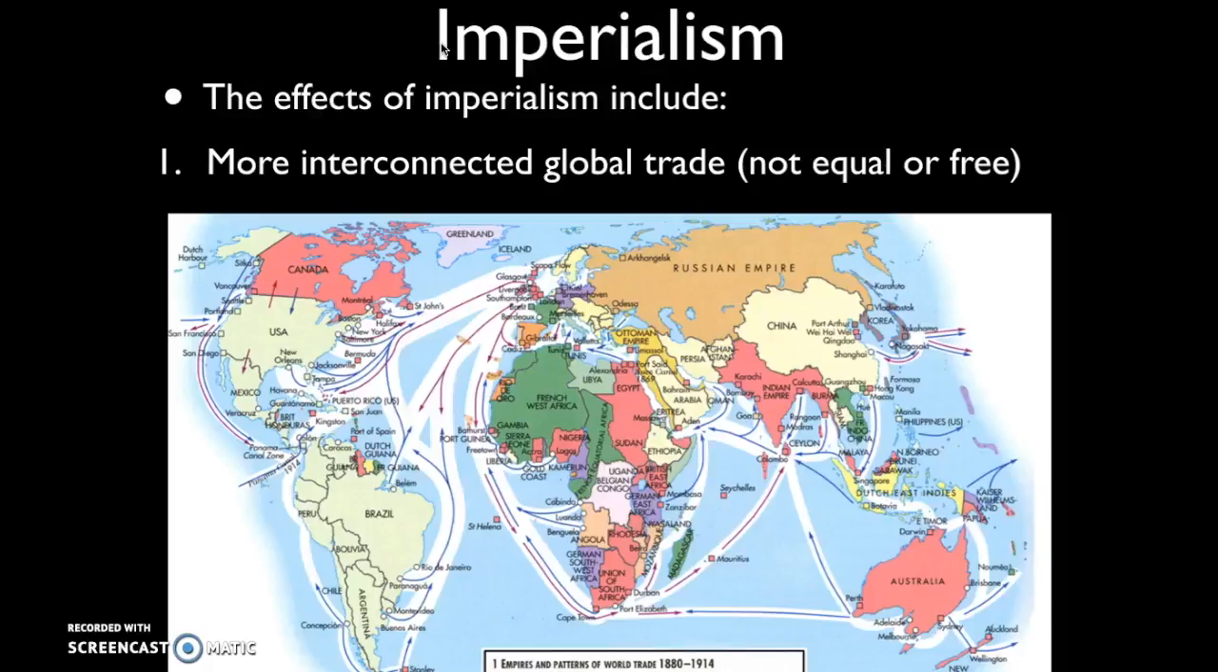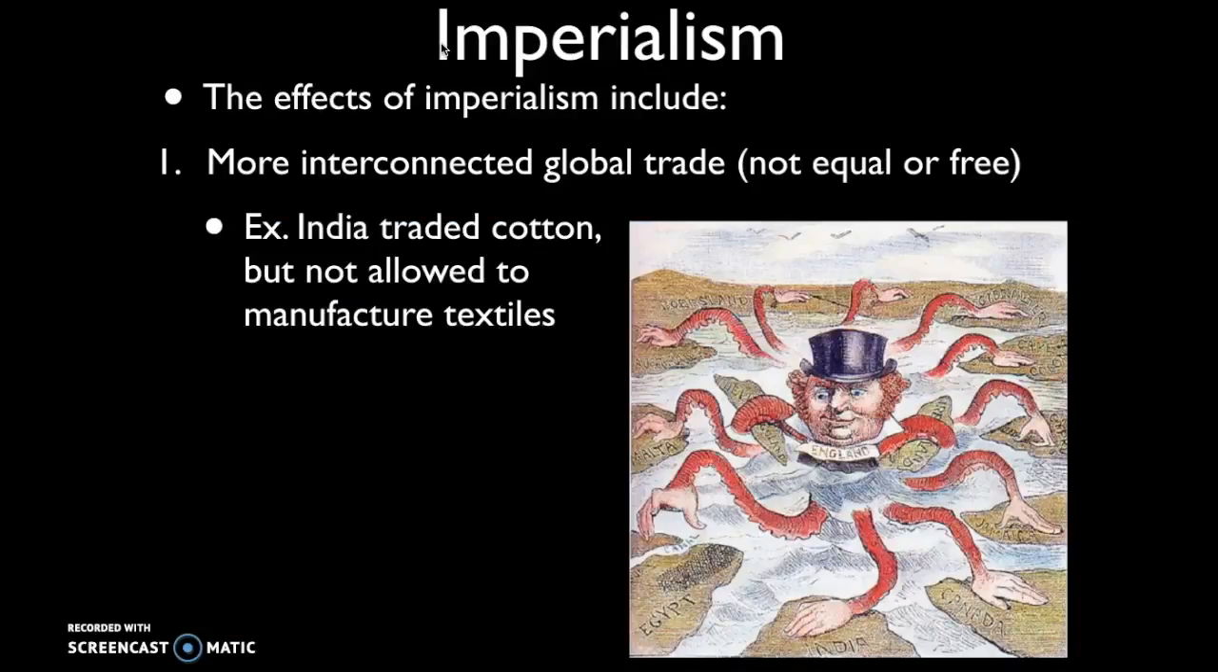However, this was not equal or free trade, meaning the imperial powers were oftentimes extracting raw materials and natural resources from their colonies, and then turning around and selling those manufactured goods. And in some cases, regions that had natural resources weren't allowed to even manufacture the goods themselves. For example, India, which was growing a lot of cotton, was not allowed by the British to manufacture their own textiles, and part of the reason for that was the British wanted to maintain a monopoly essentially over textile production and to control the price at which textiles could be sold.